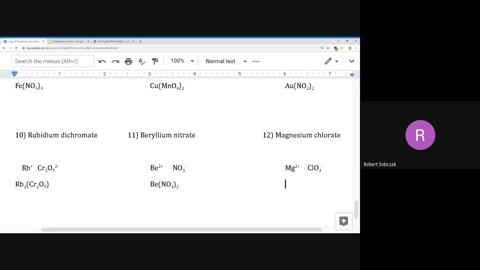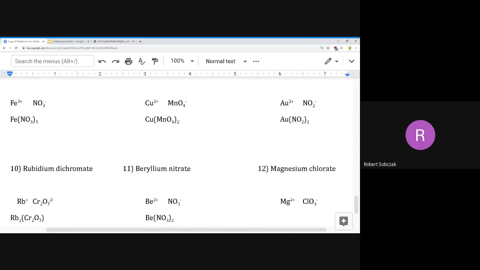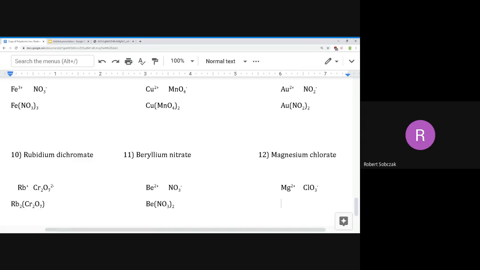And then finally, really, really quickly, magnesium chlorate, exactly the same as number 8, exactly the same as number 9, exactly the same as number 11. We have a +2 ion, we have a -1 ion. That means we need 2 of this guy, we need 1 of this guy to cancel out. So we just write that down. We have 1 magnesium, we have 2 chlorates.